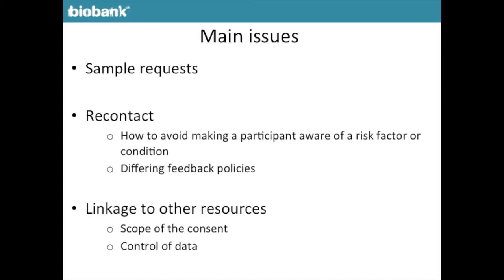The main issues we've come across in the last 2.5 years, unsurprisingly, is issues about samples. They're depletable, so we set a much higher bar for that. And the other two, which have caused us quite a lot of thought, is recontact. And the issues in recontact are, how do you recontact a participant so that you don't make them aware of a risk factor or a disease of which they're previously unaware? And that's actually quite difficult. There's no particularly easy answer to that.